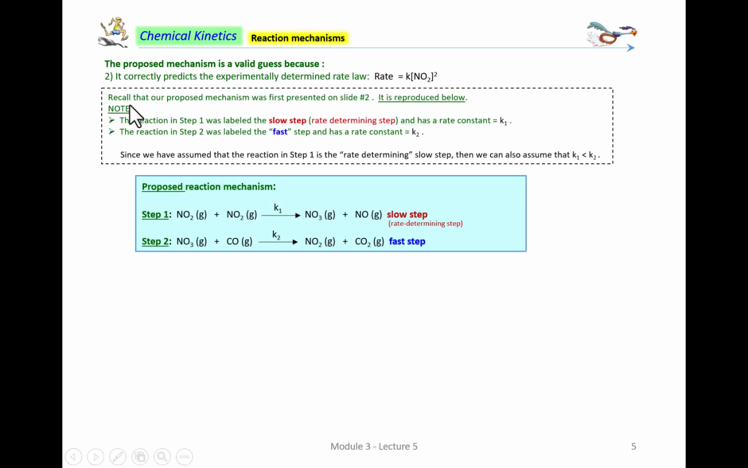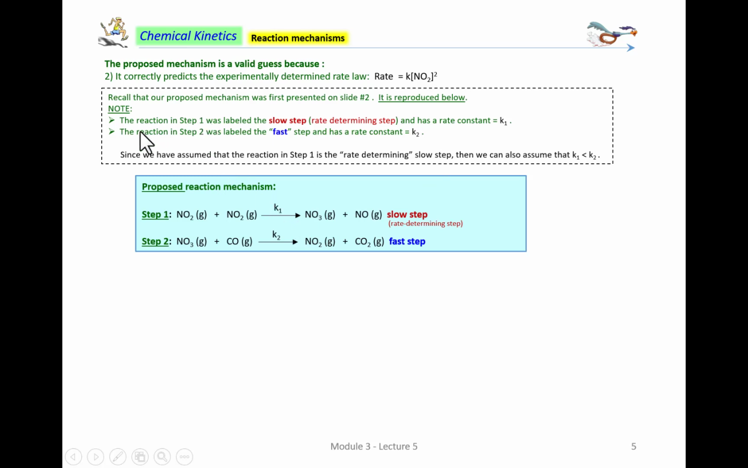So we reproduced our proposed mechanism down here. I re-added the information that the first step is the slow step or the rate determining step, and the second step is the fast step. And I added a couple of extra labels. So the reaction in step 1, which we labeled the slow step, we'll say has a rate constant equal to K1, and I write it over the arrow.